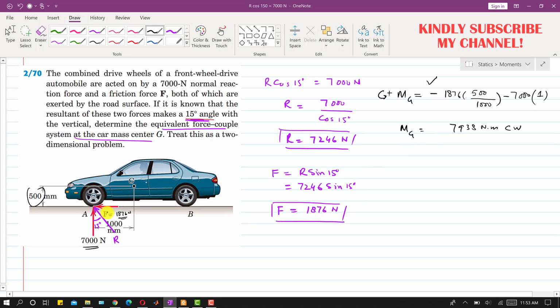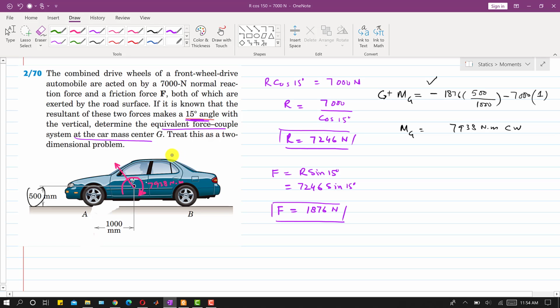Now to replace these two forces by a force couple system at this point G, what we will do is draw another force which will be parallel to this resultant force. We will have this resultant force at point G, and then we will represent that moment, and that moment is a clockwise moment. So we will draw this, and its magnitude is 7938 Newton meter, right? And then we need to remove these forces since they are replaced by this force couple system, right? So let me remove these. So now this is the solution of this particular problem.